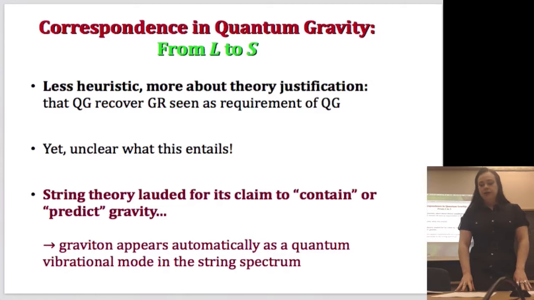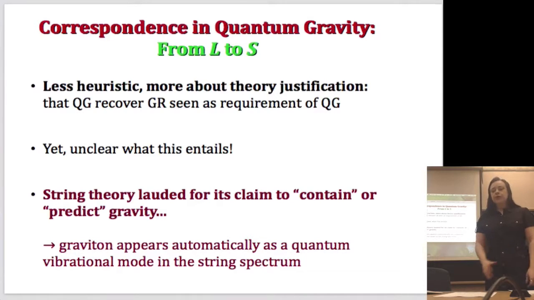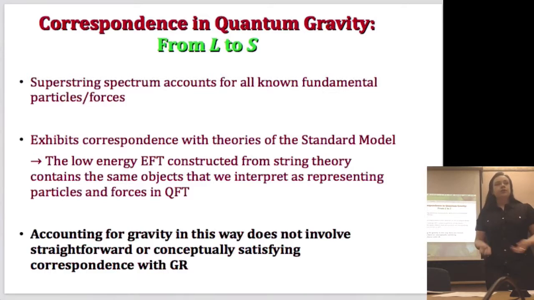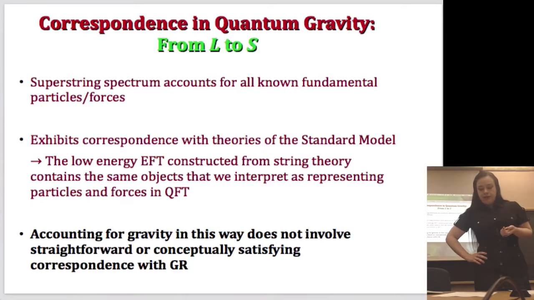So string theory, I think, has been the most successful in this regard. People have hailed it for its claim to contain or predict gravity. And this is because the graviton appears automatically as a quantum vibrational mode in the string spectrum. But the superstring spectrum also contains a lot of other vibrational modes corresponding to all our known fundamental particles and forces. So it also exhibits correspondence with the standard model. So the low energy effective field theory that we construct from string theory contains the same objects that we interpret as representing particles and forces in our current quantum field theories.